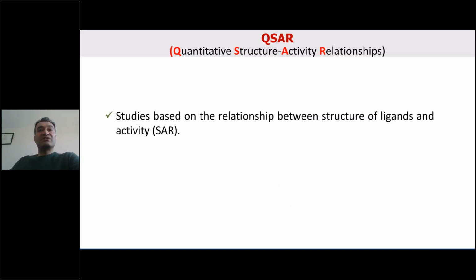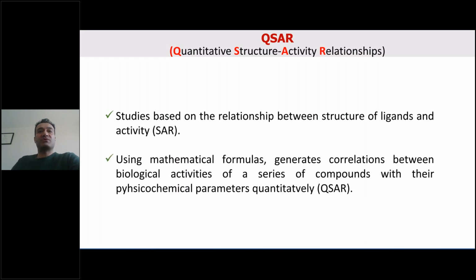Studies based on the relationship between structure and the ligands and activity are called SAR, structure-activity relationship. If you try to formulate those relationships using mathematical algorithms, formulas, then it will be called QSAR. So it means you are relating those relationships using numbers.